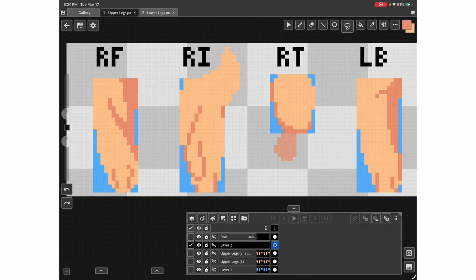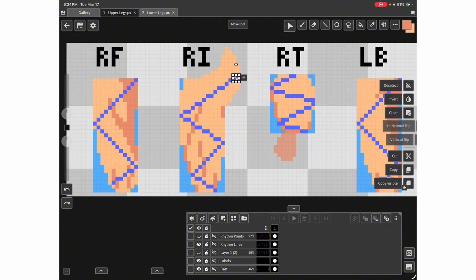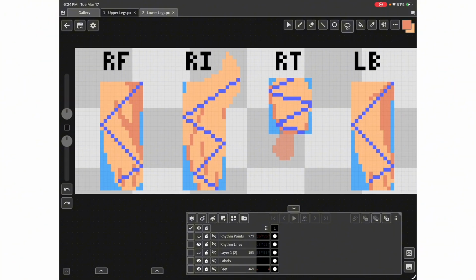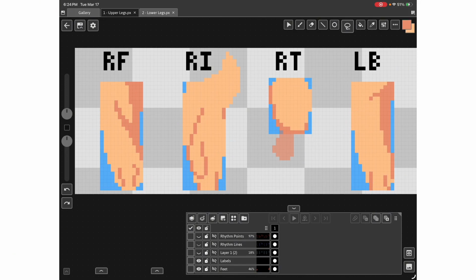I'll go ahead and turn on the shadow and I will put on the rhythm lines. So there's the glute, and then it runs to the front part of the thigh, and then that goes down to the back part of the thigh, that goes to the knee, back part of the knee. To make it a little easier, that's what we got. Okay. Moving on.